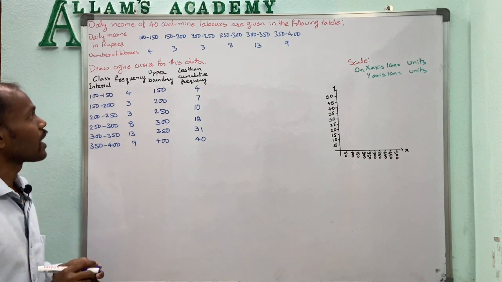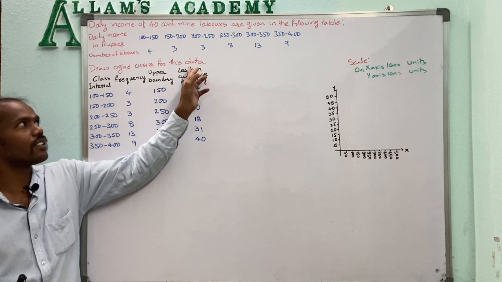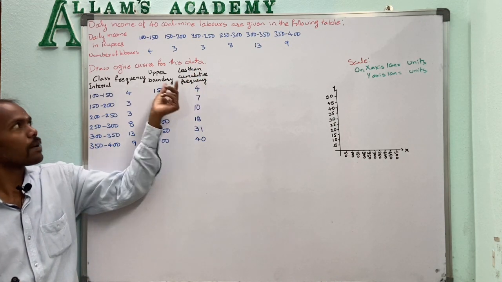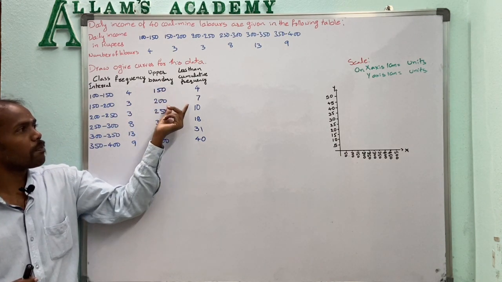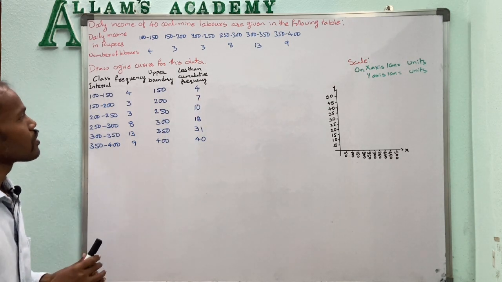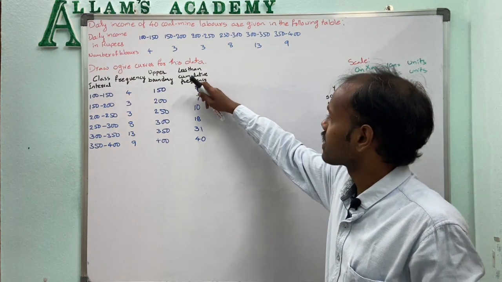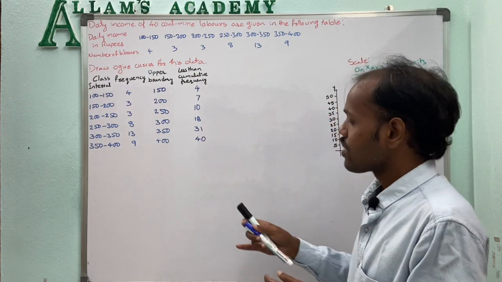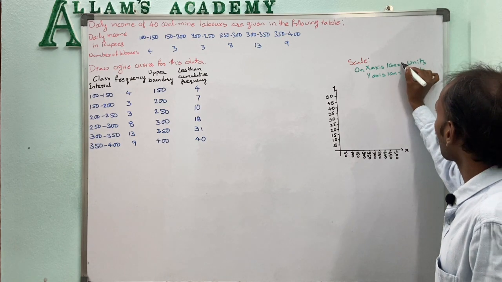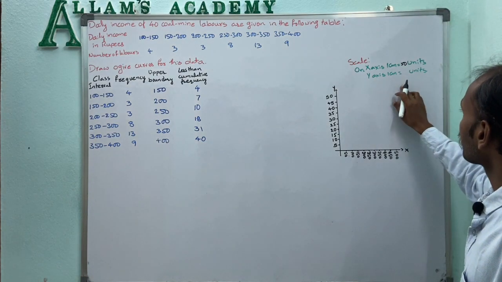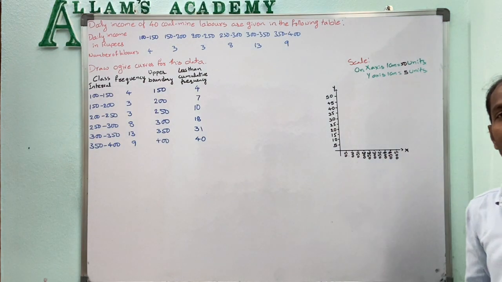So for the corresponding ordinates and abscissas, the ordinates will be the less than cumulative frequencies and the abscissas are the upper boundaries. We take these as points and plot them on the graph. Here the boundaries have a difference of 50, and the frequencies go up to 40 only. So on the x axis we take 50 units as 1 centimeter, and on the y axis 1 centimeter equals 5 units. Then we plot this graph.